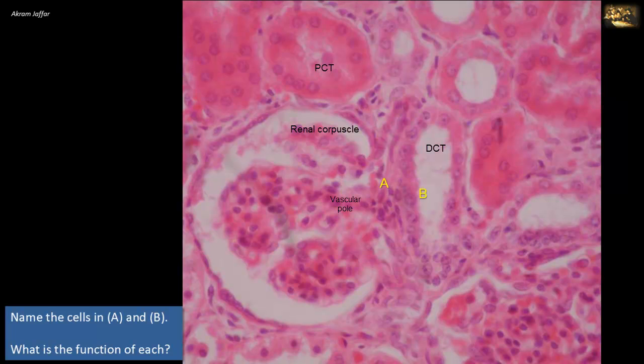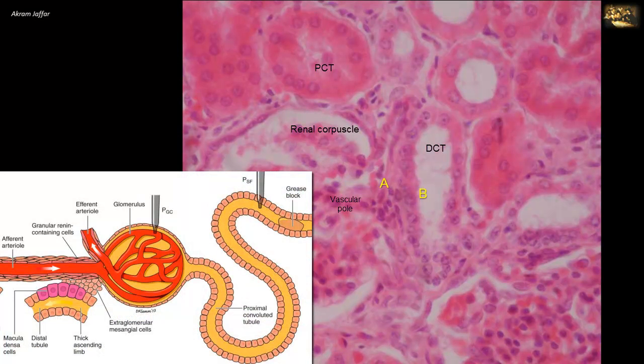The cells indicated at B are in fact modified distal convoluted tubule cells. They are taller than the rest of the distal convoluted tubule cells with more prominent nuclei toward the luminal surface. They represent the macula densa. In fact, the area including A and B together is called the juxtaglomerular apparatus, which is located, as its name indicates, adjacent to the glomerulus.